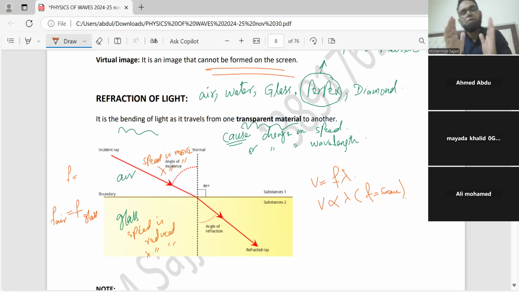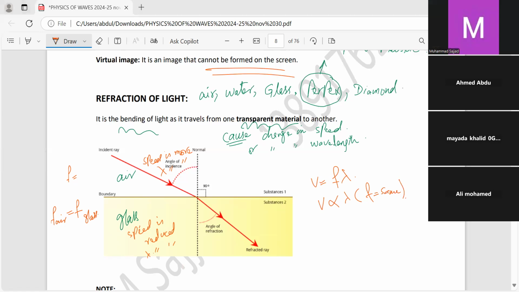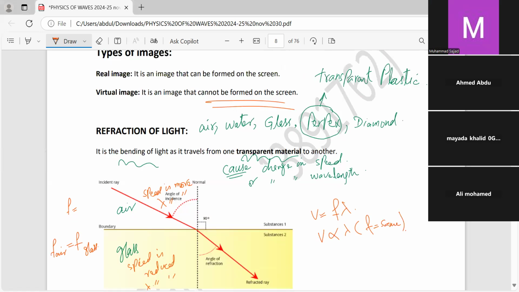I am just reviewing all these things because they are very important. Refraction of light is the bending of light. Even you can write it is the refraction of light as it travels from one transparent material to another. And in our syllabus for IGCSE physics from 2023 onwards, there are 5 materials which can be said to be transparent: number 1 air, number 2 water, number 3 glass, number 4 diamond, number 5 perspex. Perspex is a transparent plastic, and most vision glasses nowadays, even sunglasses, are made of perspex.